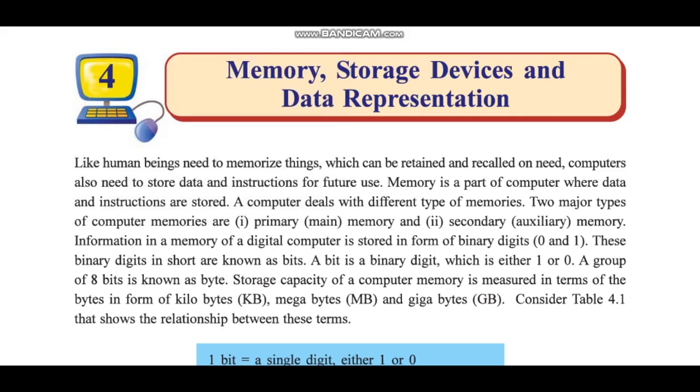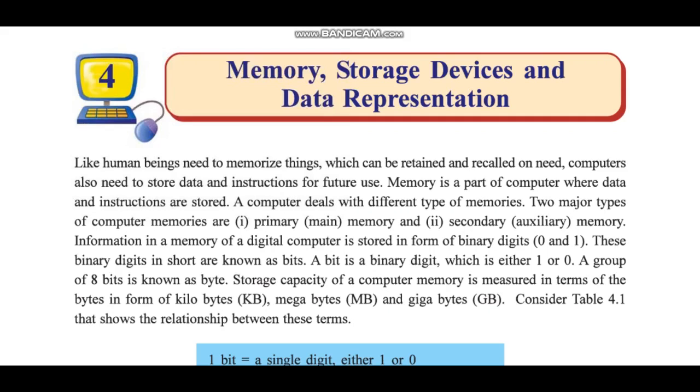Information in the memory of a digital computer is stored in the form of binary digits 0 and 1. This binary digit in short is known as a bit. A bit is a binary digit which is either 1 or 0. A group of 8 bits is known as a byte.